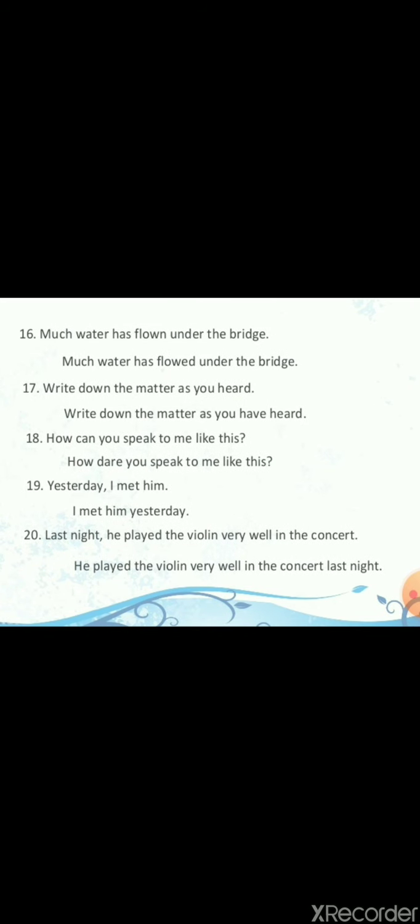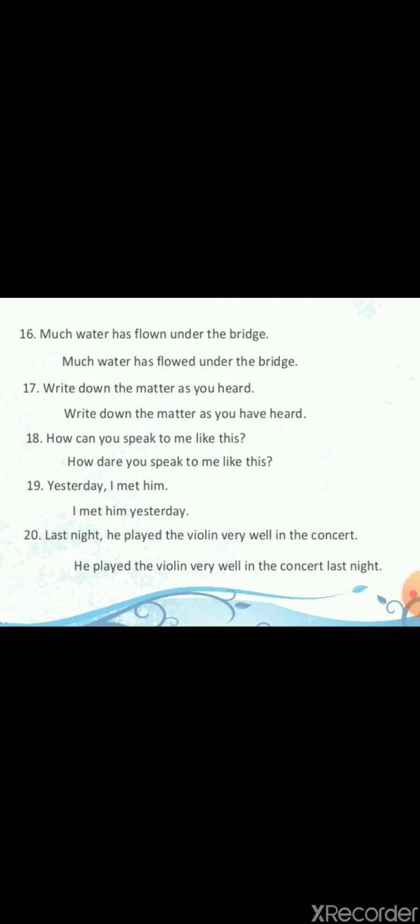Much water has flown under the bridge. Much water has flowed under the bridge. Flown is not the correct word. So fly, flew, flown. Okay. So write down the matter as you heard. Write down the matter as you have heard. Second sentence is the correct one.